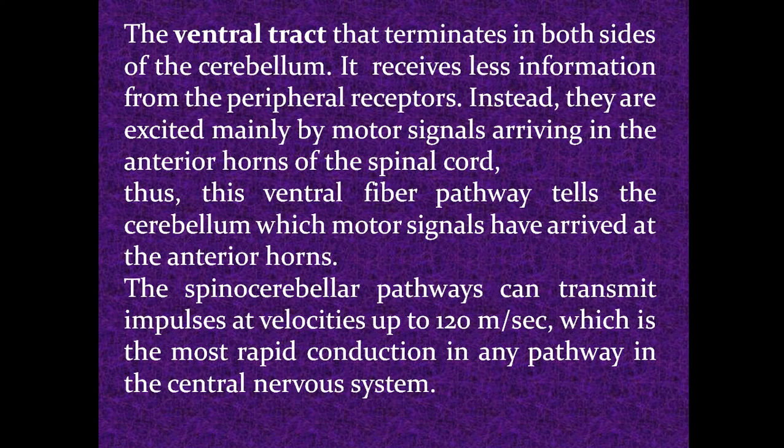The ventral spinocerebellar tract terminates on both sides of the cerebellum. It receives less information from peripheral receptors. Instead, they are excited mainly by the motor signals arriving in the anterior horn of the spinal cord. Thus, this ventral fiber pathway tells the cerebellum which motor signals have arrived at the anterior horns. The spinocerebellar pathway can transmit impulses at velocities up to 120 meters per second, which is the most rapid conduction of any pathway of the central nervous system.